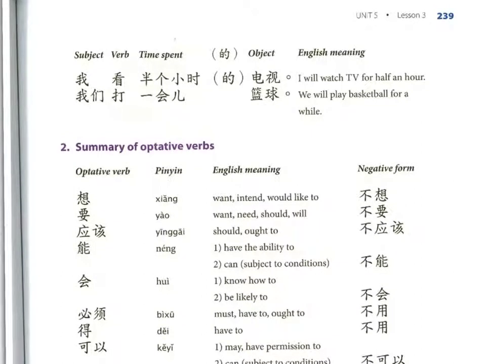Here we have I will watch TV for half an hour. So we're looking at this one. 我看半个小时的电视. The 的 is optional. So here we have the verb, and then the time spent, and then the object.